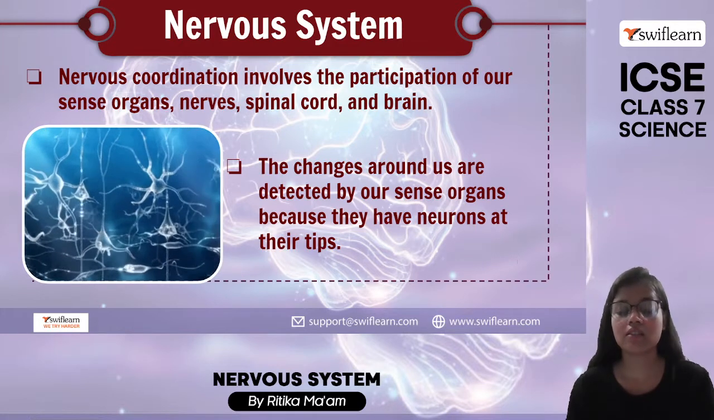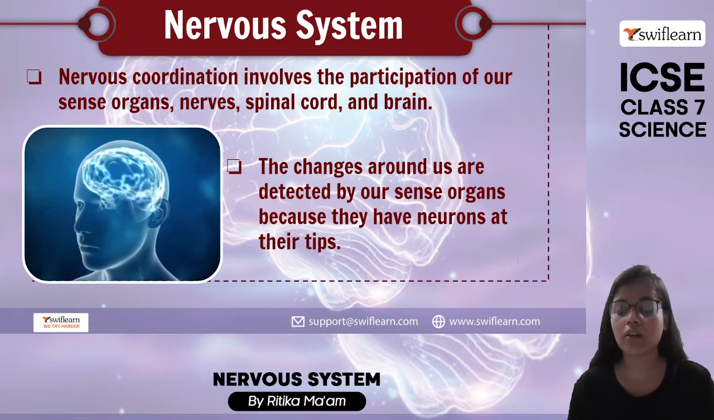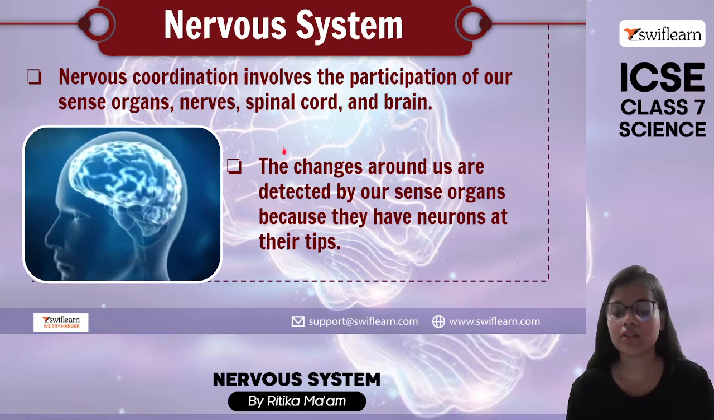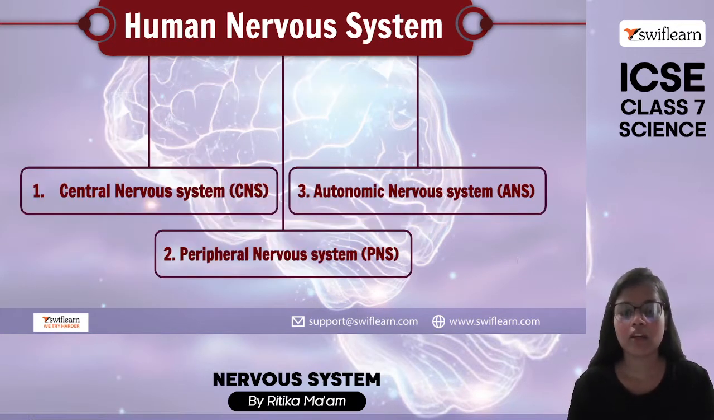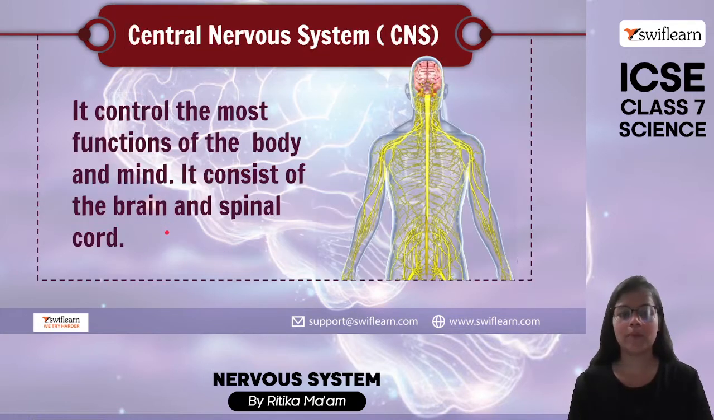And the changes that we see around us are detected by the sense organs because they have neurons at their tips. The human nervous system is classified into 3 categories: central nervous system, peripheral nervous system and autonomic nervous system. We are going to study about each kind.